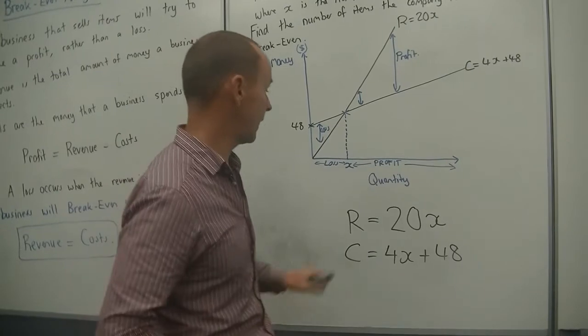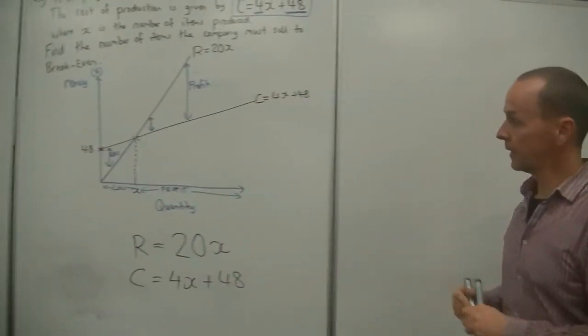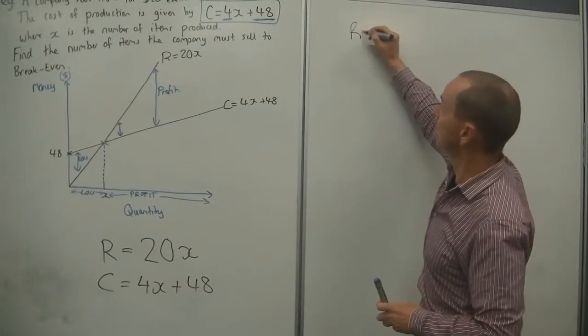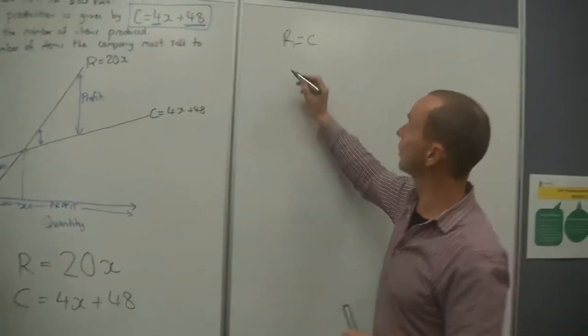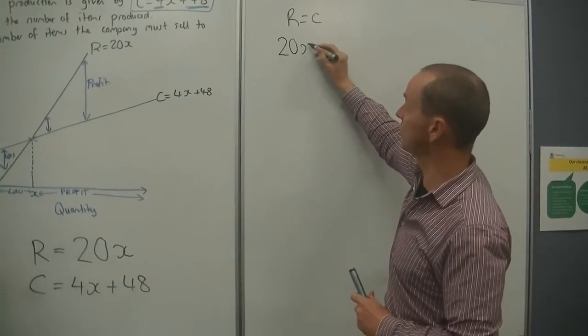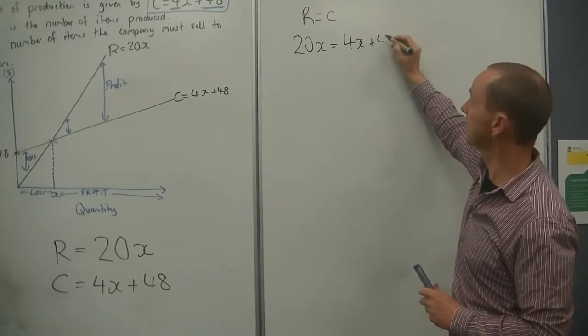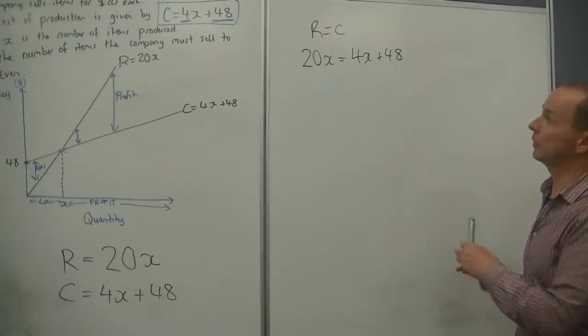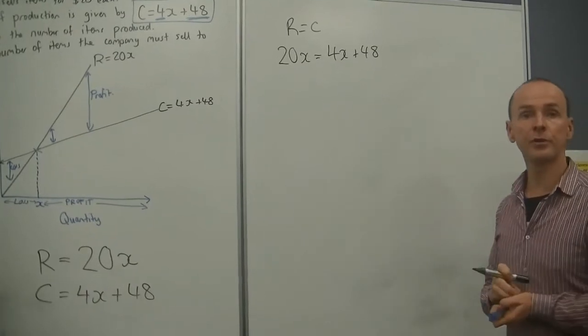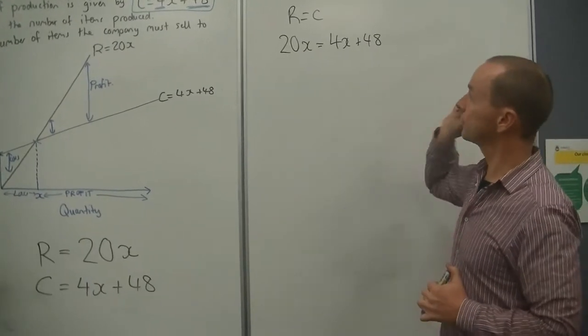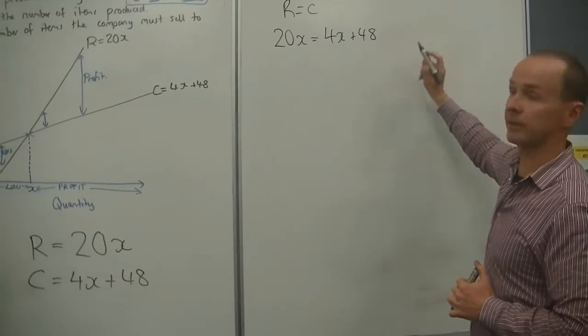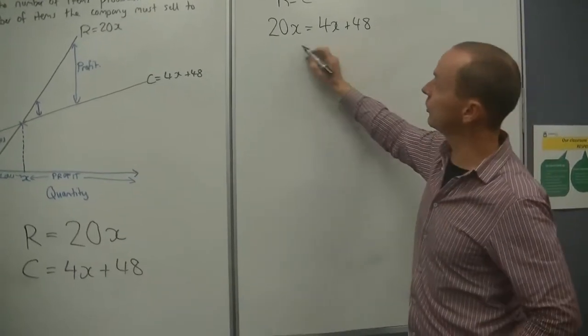Alright, so how do we work it out? We know that the break-even point is where the revenue is equal to the cost. So there's our two equations. The revenue equation is 20x, and our cost equation is 4x plus 48. So we let those two equal each other. Now using the solve function on CAS, you can just type that in, and remember comma x at the end, and go solve. Or you can use common sense.